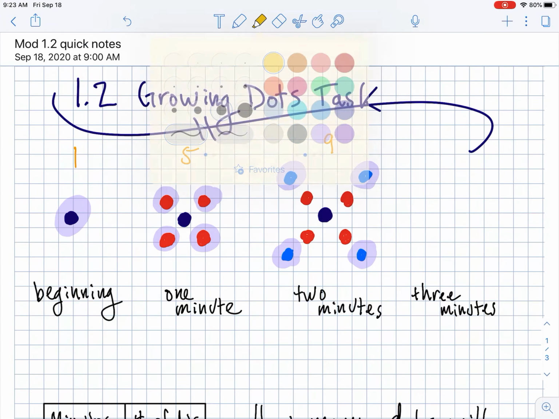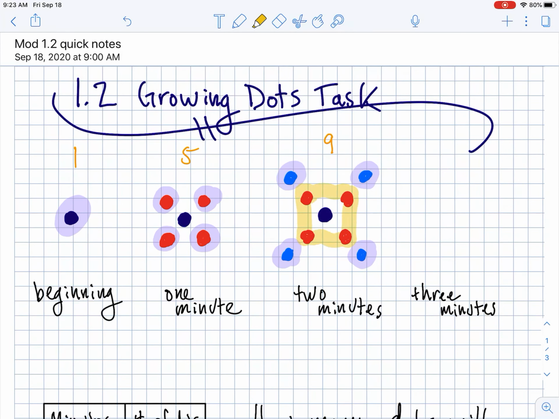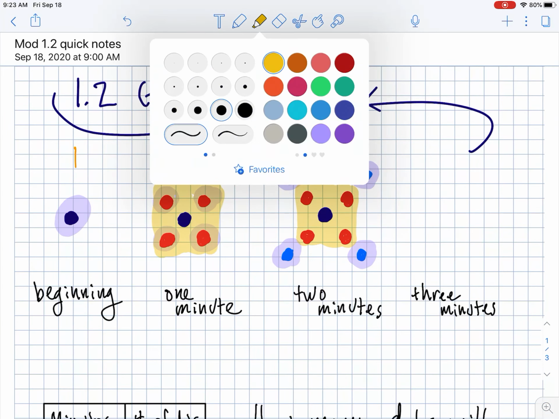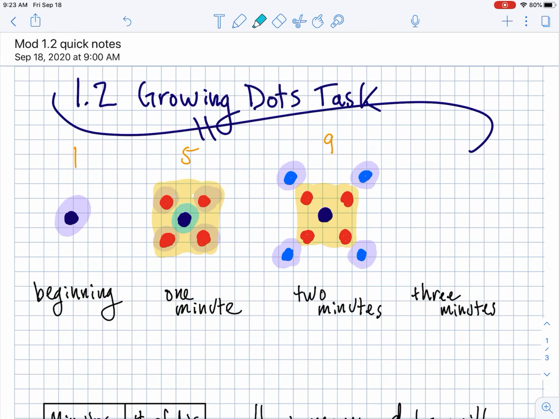If you just look at the inside here, that's the exact same as this diagram. And the inside of this is the same as this diagram. So it's always the previous diagram with 4 dots added on in the corners.